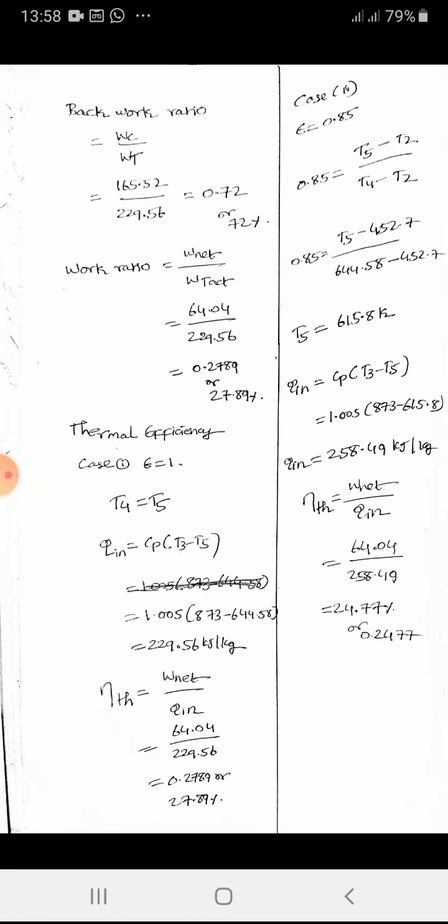Now we have two work ratios. One is the back work ratio, which is the ratio of compressor work and turbine work, which is coming as 0.72 or 72%, and the work ratio is the ratio of net work and turbine work, which is coming as 27.89%. Now we are coming to the two cases of regeneration, that is perfect regeneration and 85% regeneration.